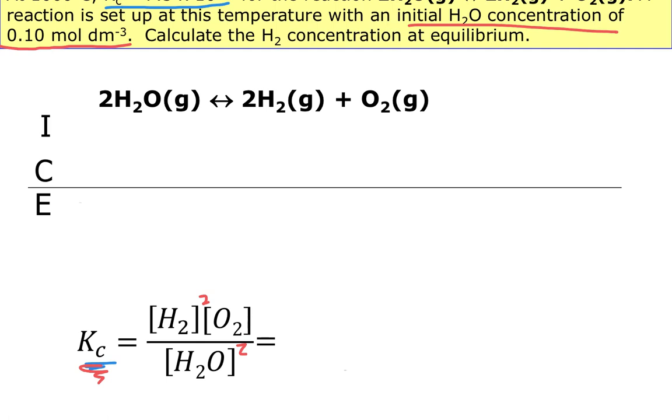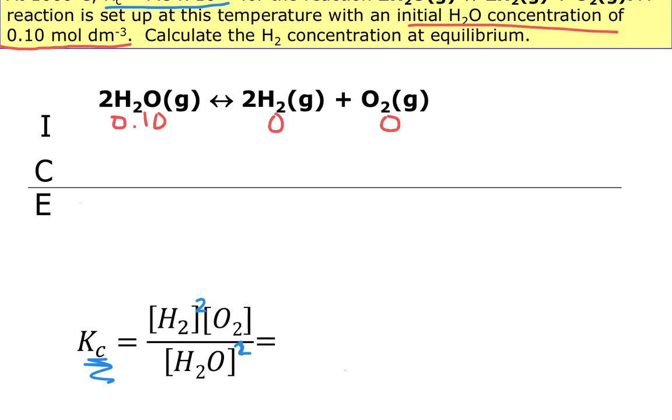So we're given the balanced equation so we can get our mole ratios to help us with the change row. And we're also given the initial concentration of what in this case is just the only reactant, the water. So let's start by plugging in what we can. First we can fill out the initial row. We have our initial concentration of water given at 0.10, and we know we have 0 products initially.